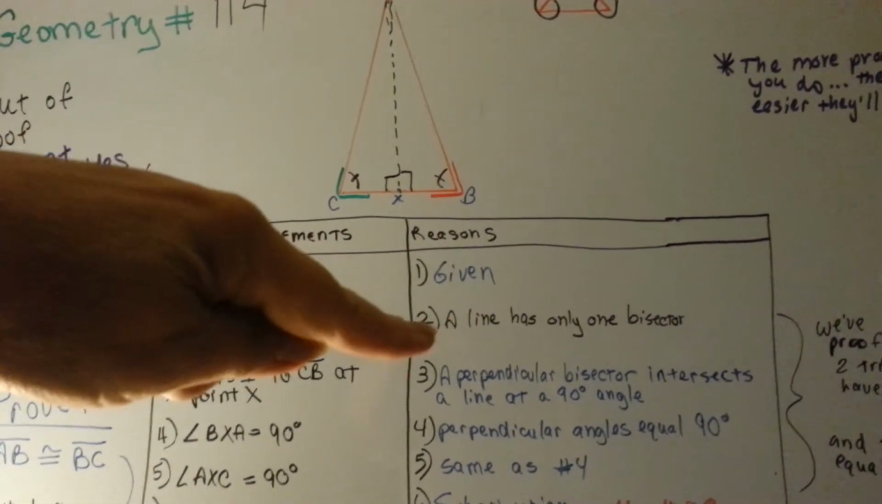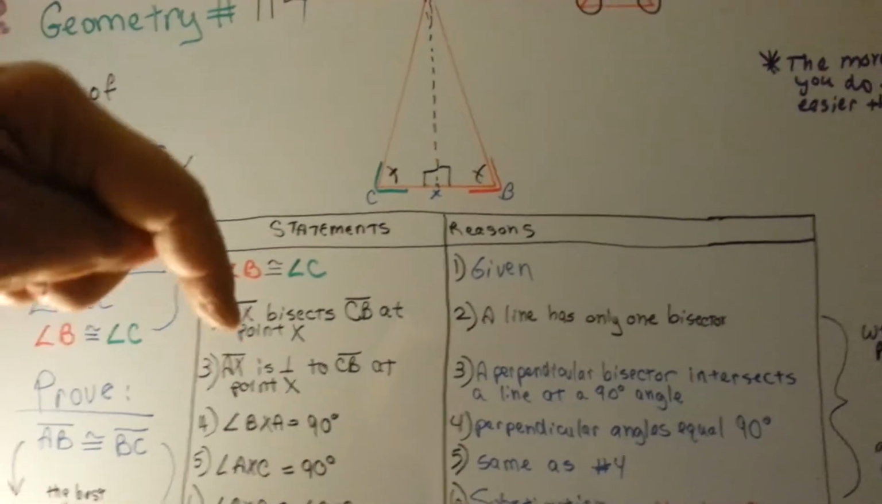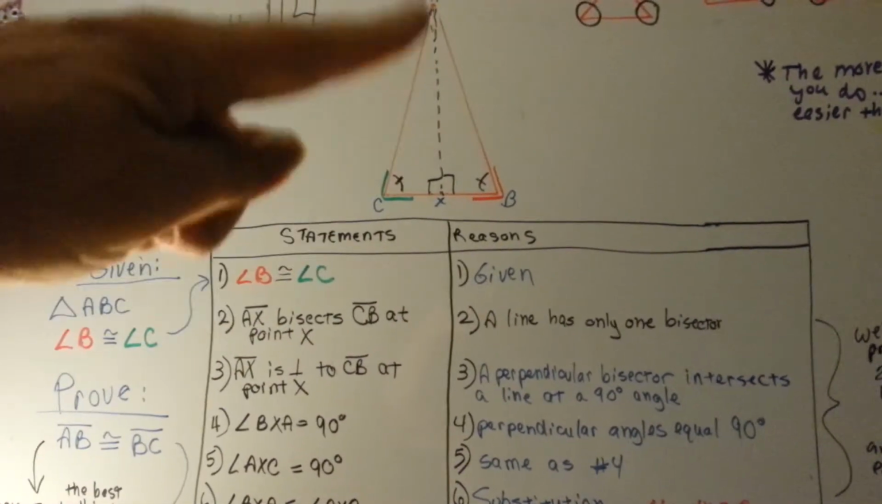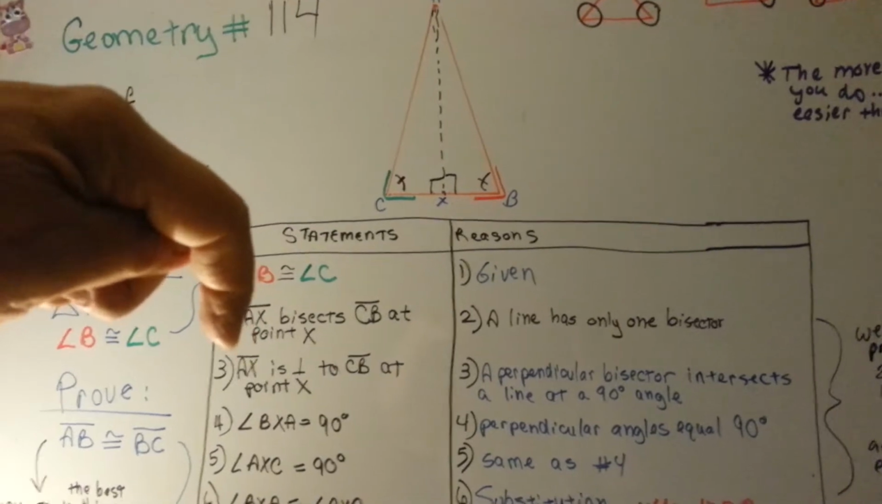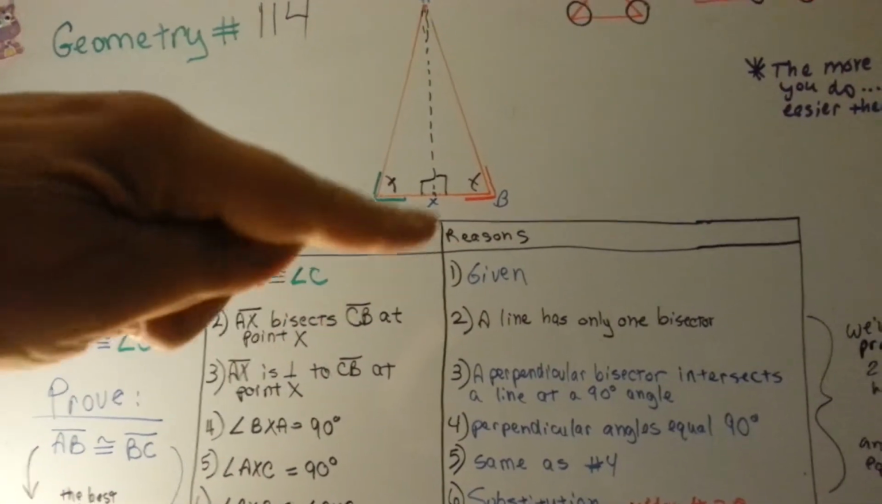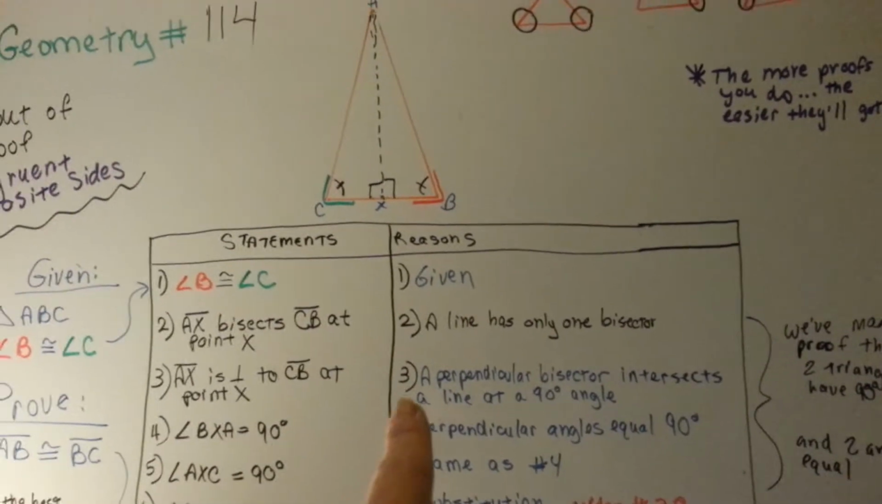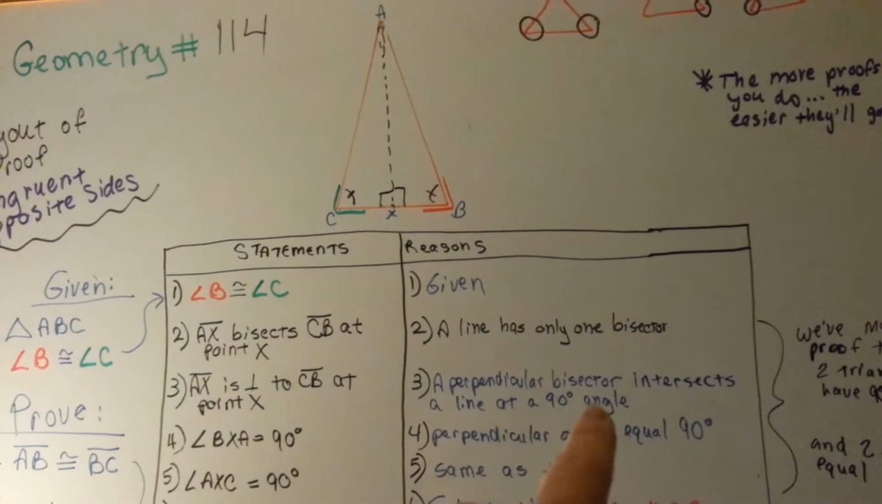Because a line has only one bisector, okay? That's why it does it. So now that we've proven that it bisects it, we can say AX is perpendicular to CB, because it is, right? At point X, see? Our reasoning is a perpendicular bisector intersects a line at a 90-degree angle.